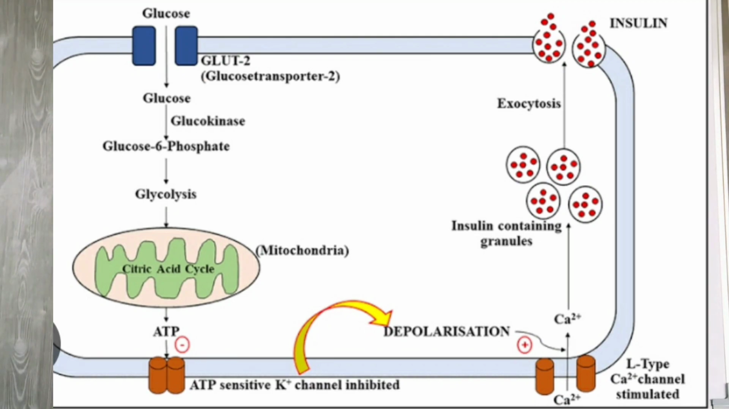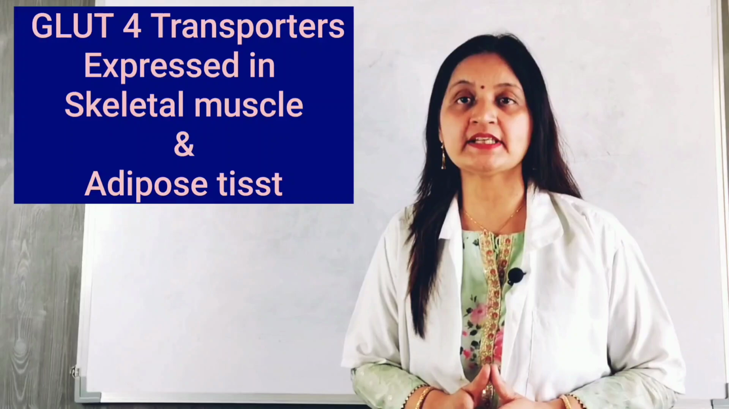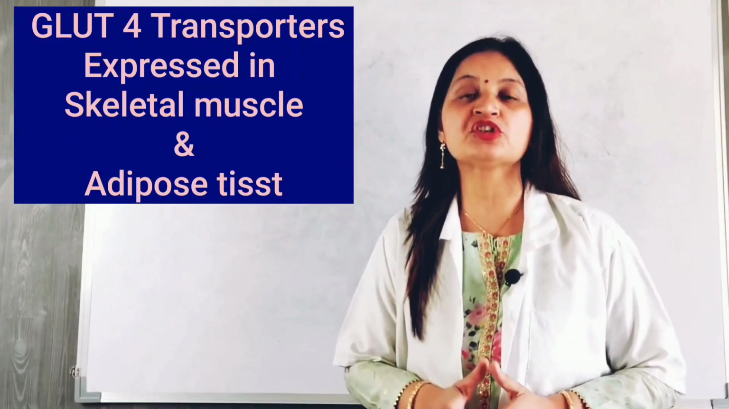As we know that calcium stimulates secretion, calcium causes docking or fusion of the vesicles with the beta cell membrane, and this causes the vesicles to secrete insulin into the systemic circulation. So insulin is released into the systemic circulation and is available for action. Now, insulin facilitates the uptake of glucose through GLUT4 transporters that are expressed in the skeletal muscle and adipose tissue.